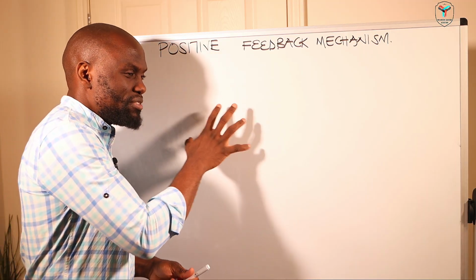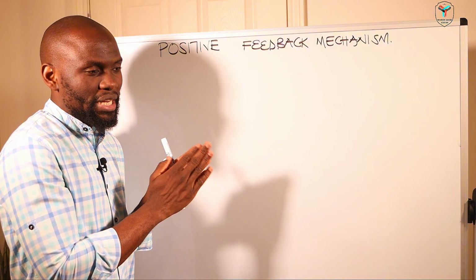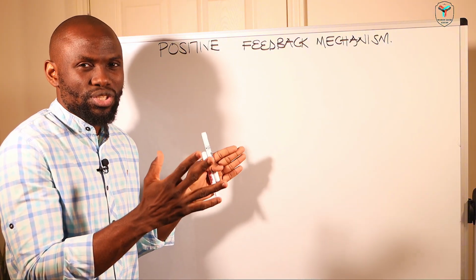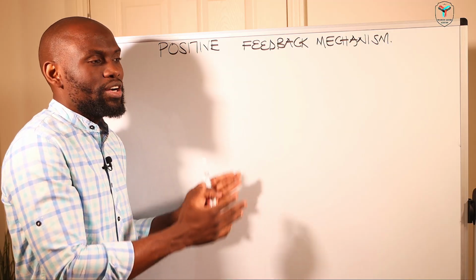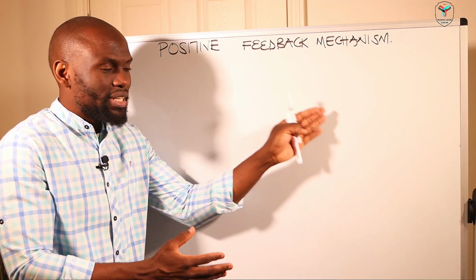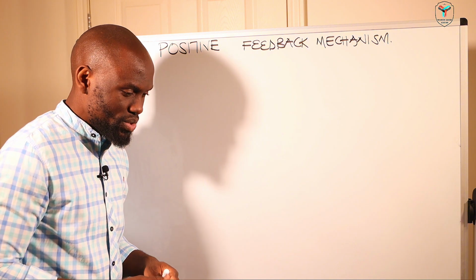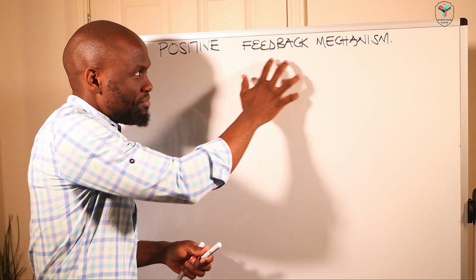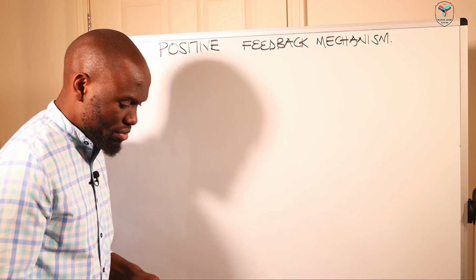Now, for the positive feedback mechanism, you would find this mostly when it comes to the hormone oxytocin, because oxytocin plays a key role in childbirth and also plays a key role when it comes to breastfeeding. Let us look at how oxytocin utilizes the positive feedback mechanism in the process of childbirth.